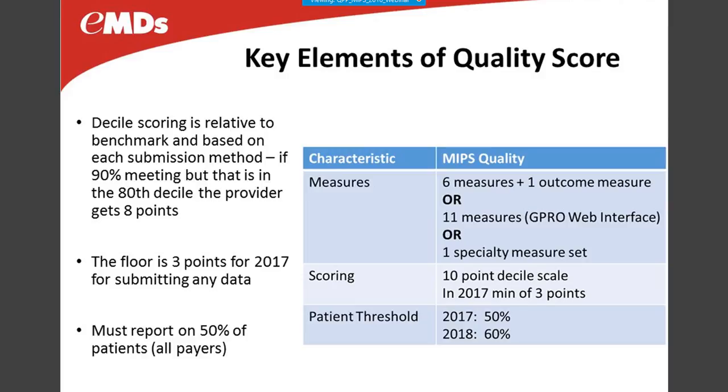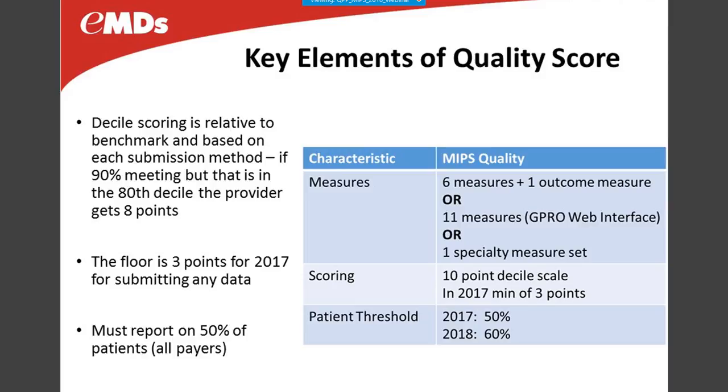So, to go on to the bullet point here at the top left, if an individual clinician has 90% of patients in the numerator of a quality measure, but 90% falls in the 80th decile compared to all other providers, that individual clinician will only get 8 points rather than 9 points for the 90% in their numerator. So these scores are based upon comparisons with other clinicians and benchmarks set on an overall scale. But again, the floor is set for 2017 at a minimum of 3 points for any CQM submitted.